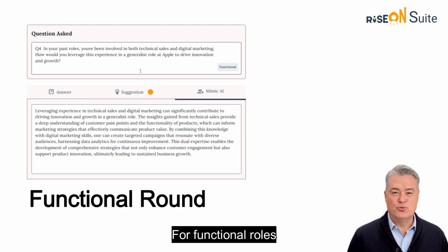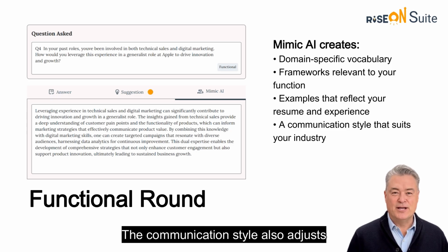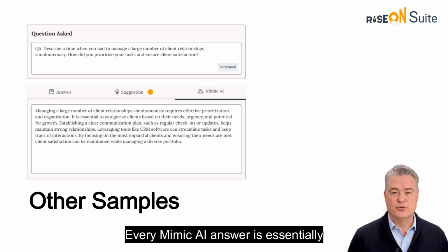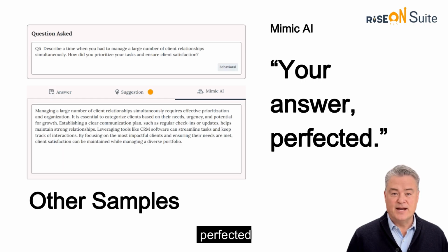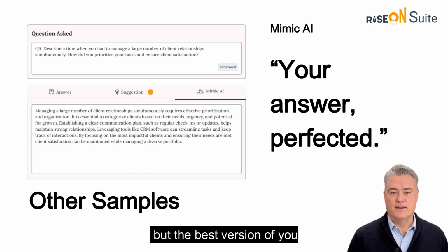For functional roles, Mimic AI creates role aligned responses using relevant frameworks, domain specific vocabulary, and examples that reflect your resume. The communication style also adjusts to match your field and industry expectations. Every Mimic AI answer is essentially your answer, perfected. It helps you understand the standard you can realistically aim for, not a version of someone else, but the best version of you.